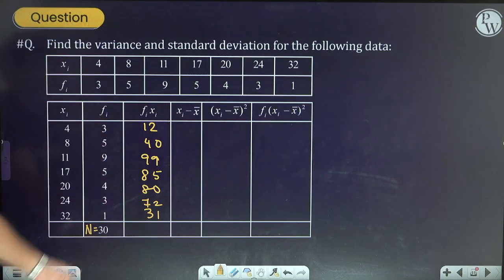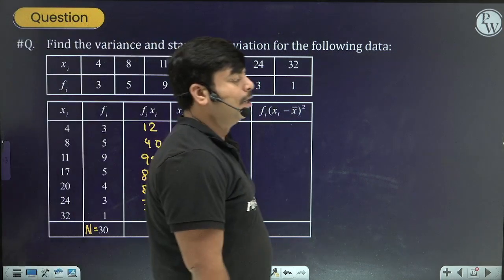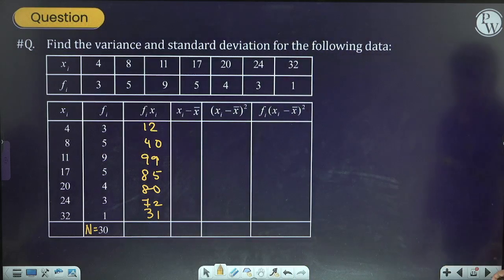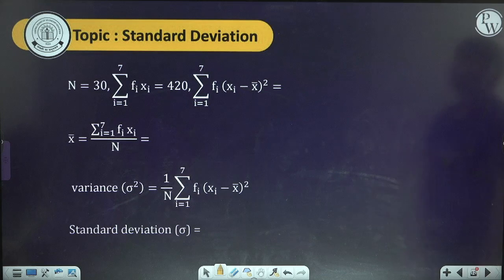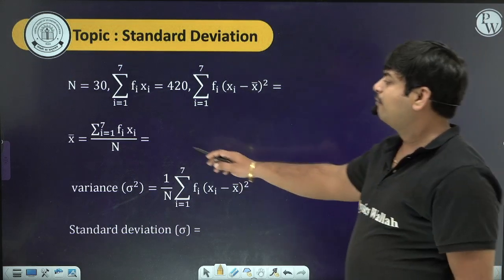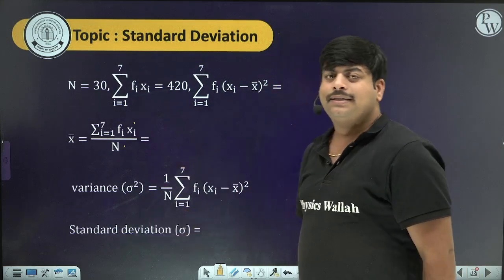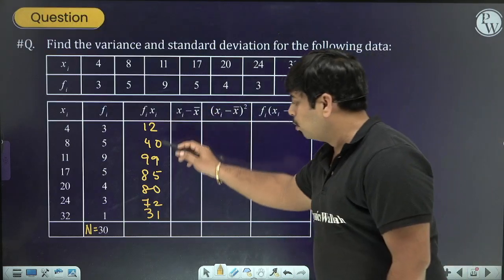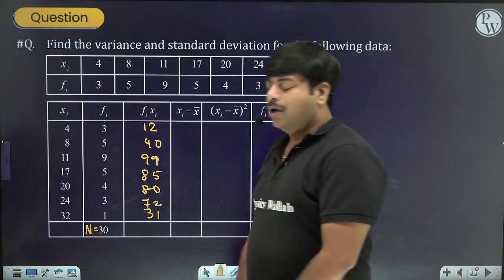Next, xi minus x bar. So the problem now is to find x bar. Please try to do that. So how to take x bar, people? Everyone, x bar is sigma fi xi by n. So tell me, what is sigma fi xi? Add all of this and tell me sigma fi xi.